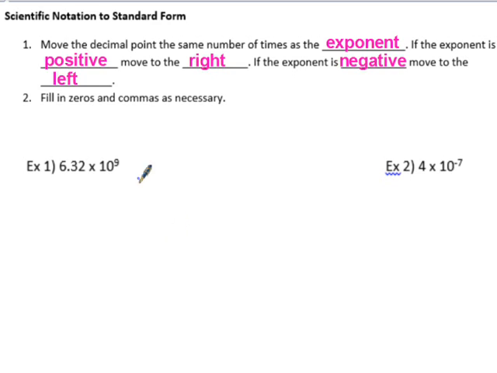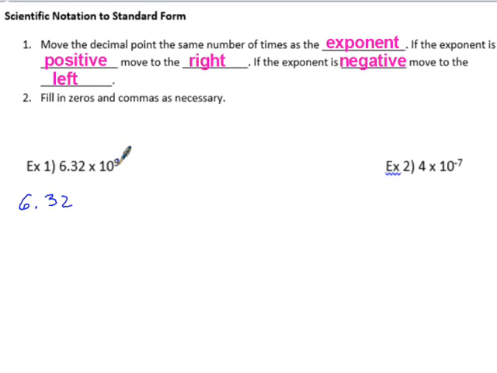Okay, then we're going to go the opposite direction. So this time the number is written in scientific notation. It already has the times 10 to something. And we're going to put it in standard form. So we're going to go backwards. I know this 10 to the 9th part is going to go away. So I'm just going to look at the 6.32.